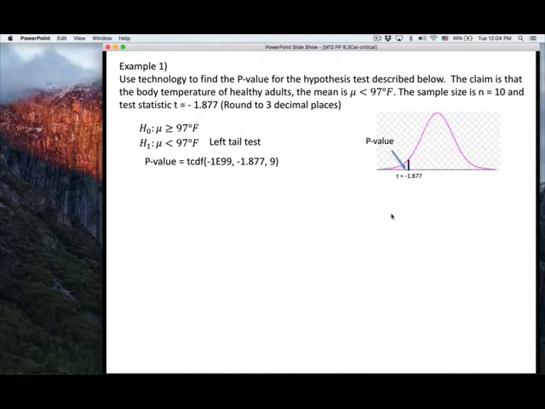So now I want you to use your calculator. Go to the second VARS and then find the tcdf. Okay, you should find this value using your calculator.